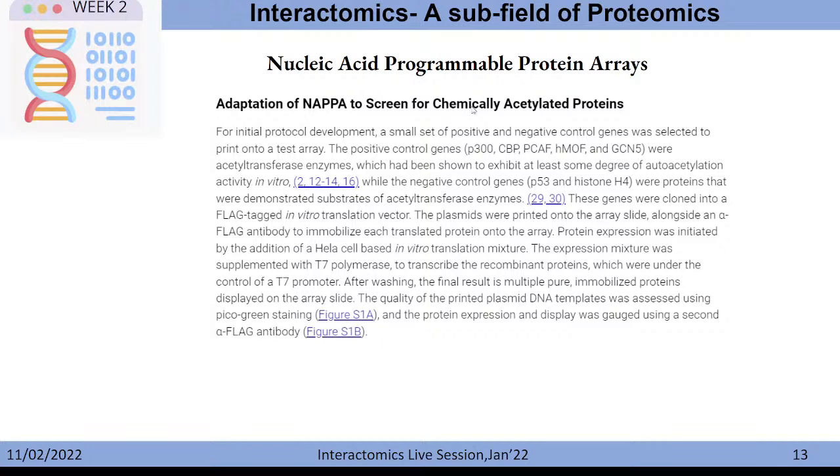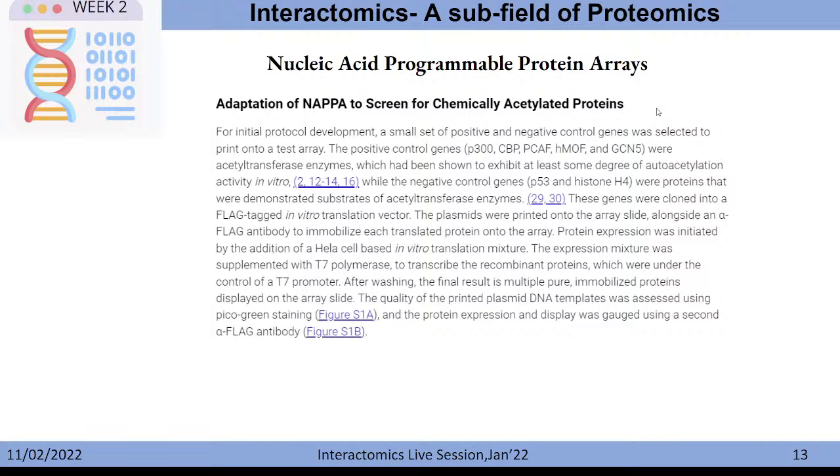So here you can see that the positive control genes like P300, CBP, PCAF, HMOF and GCN5 are acetyltransferase enzymes. They had been shown to exhibit at least some degree of autoacetylation activity in vitro.